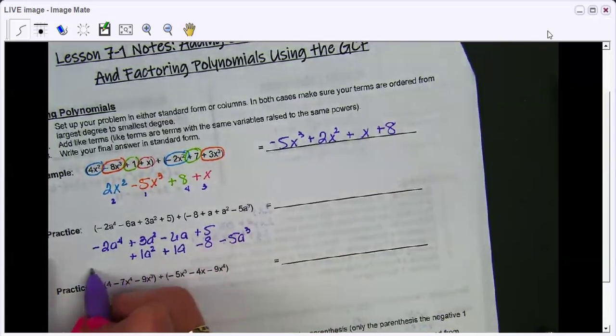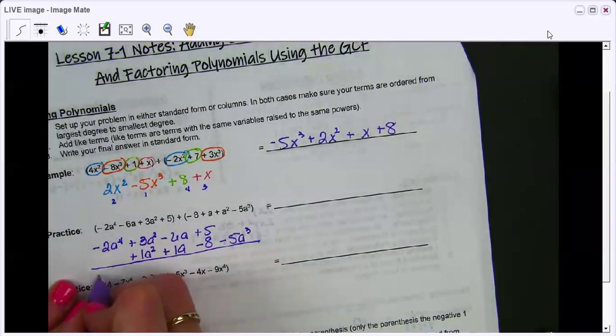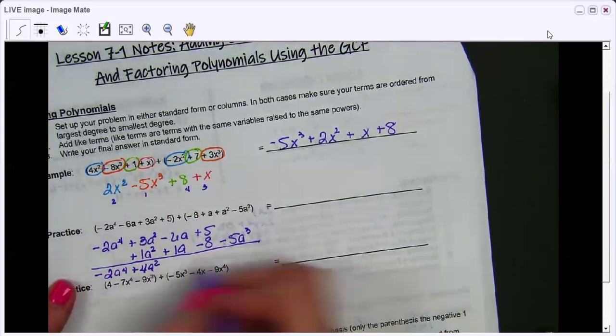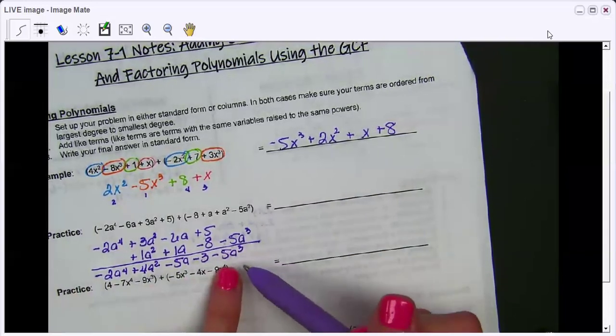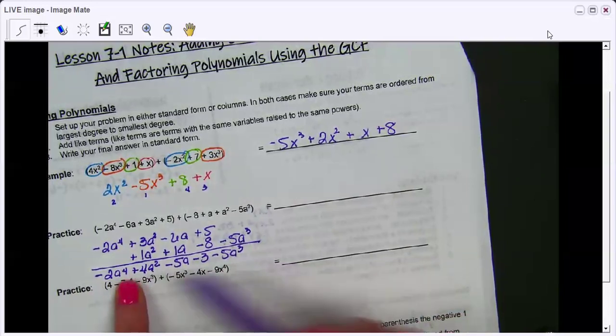And then I'm going to combine my like terms. And remember, when I write my final answer, I have to put it into standard form. So I end up with negative 2a to the 4th plus 4a squared minus 5a minus 3 minus 5a cubed. And I just have to make sure that that negative 5a cubed goes behind the monomial with the degree of 4. So are there any questions on what I did?